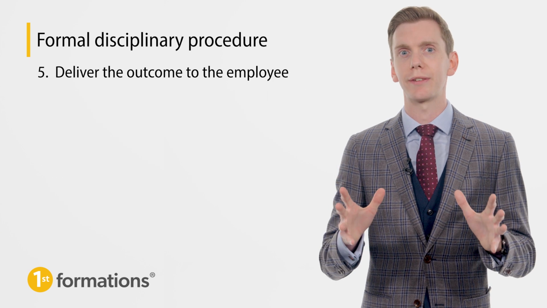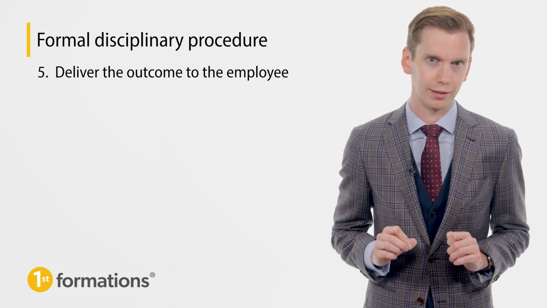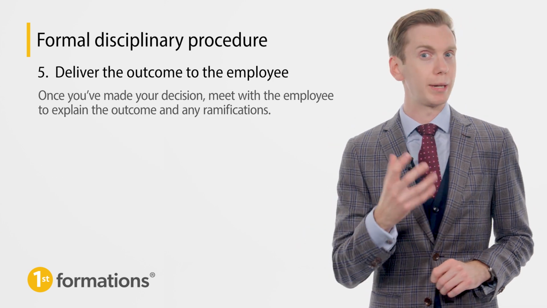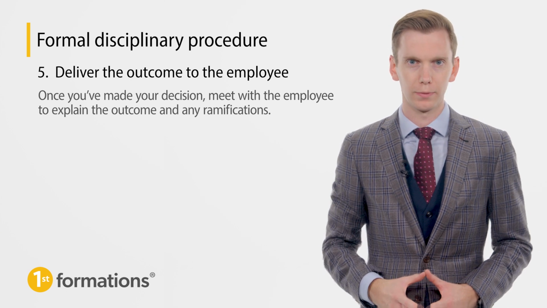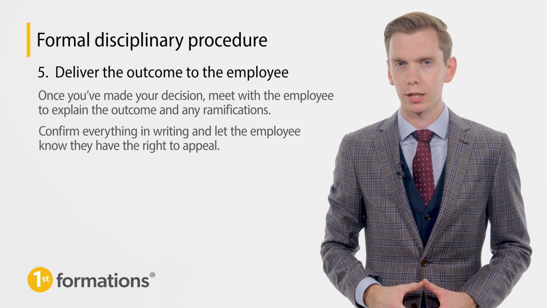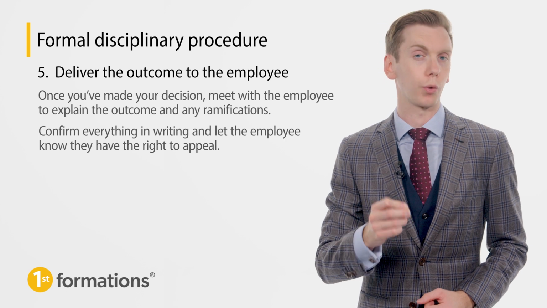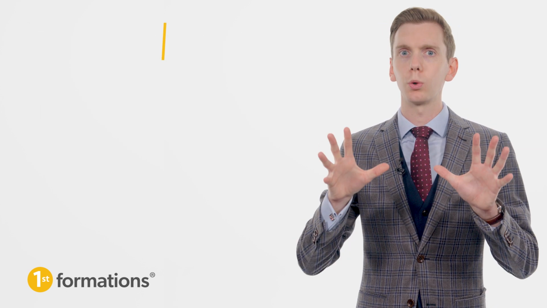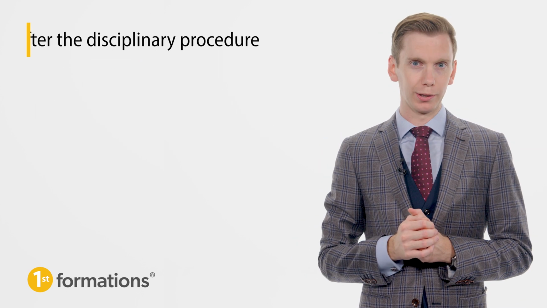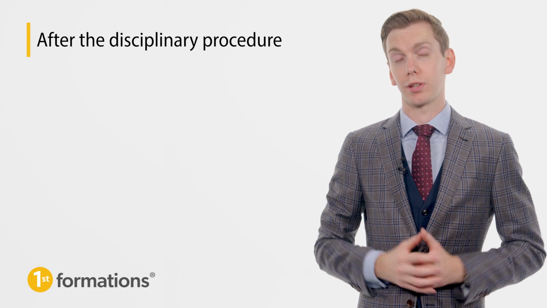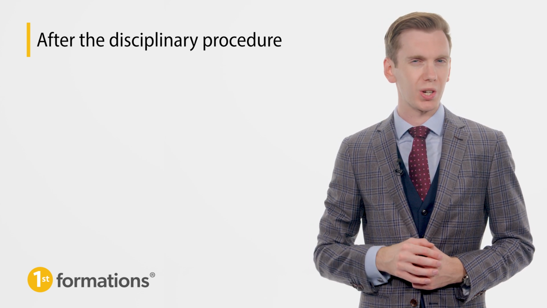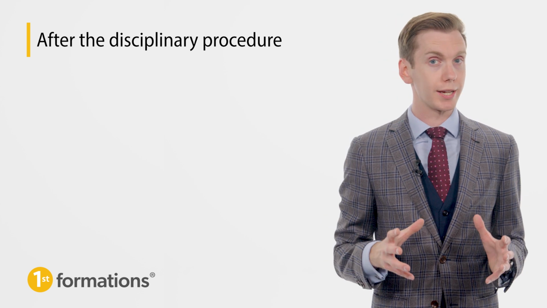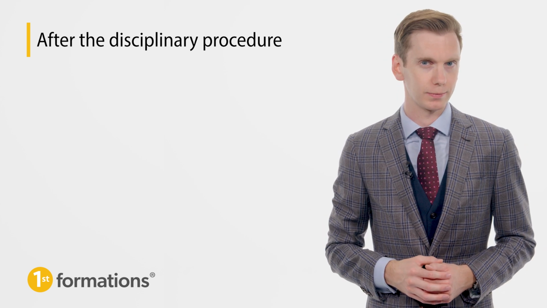Now, you must deliver the outcome to the employee. Once you have made your decision, meet with the employee to explain the outcome and any ramifications. Confirm everything in writing and let the employee know they have the right to appeal. So with all that having been done, let's take a look at what happens after the disciplinary procedure. Following the disciplinary procedure, there are several things that you, as the employer, need to consider.